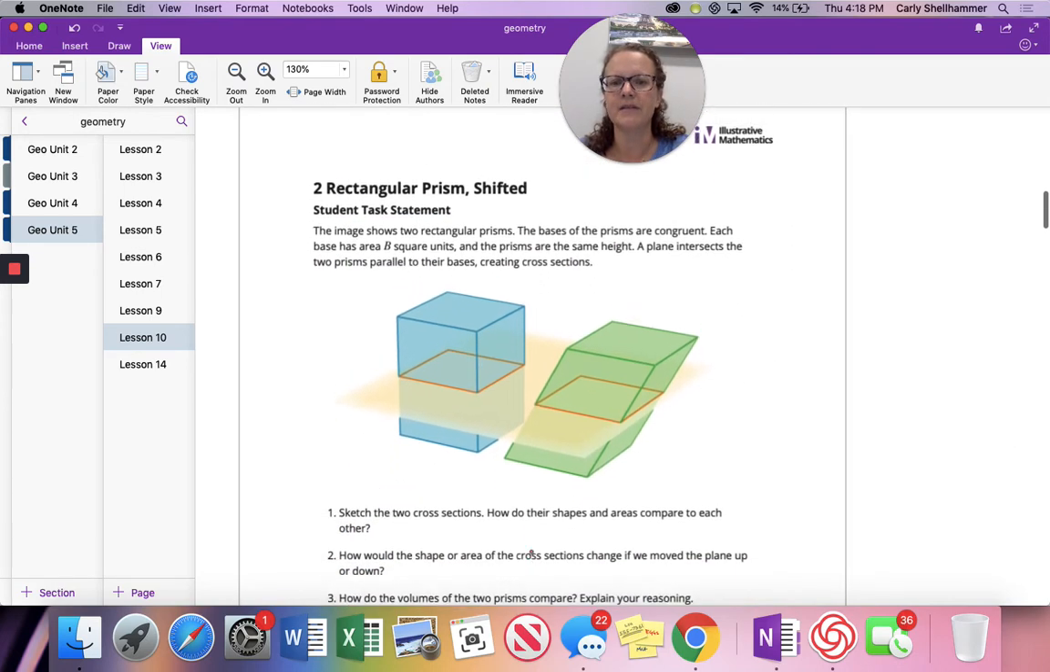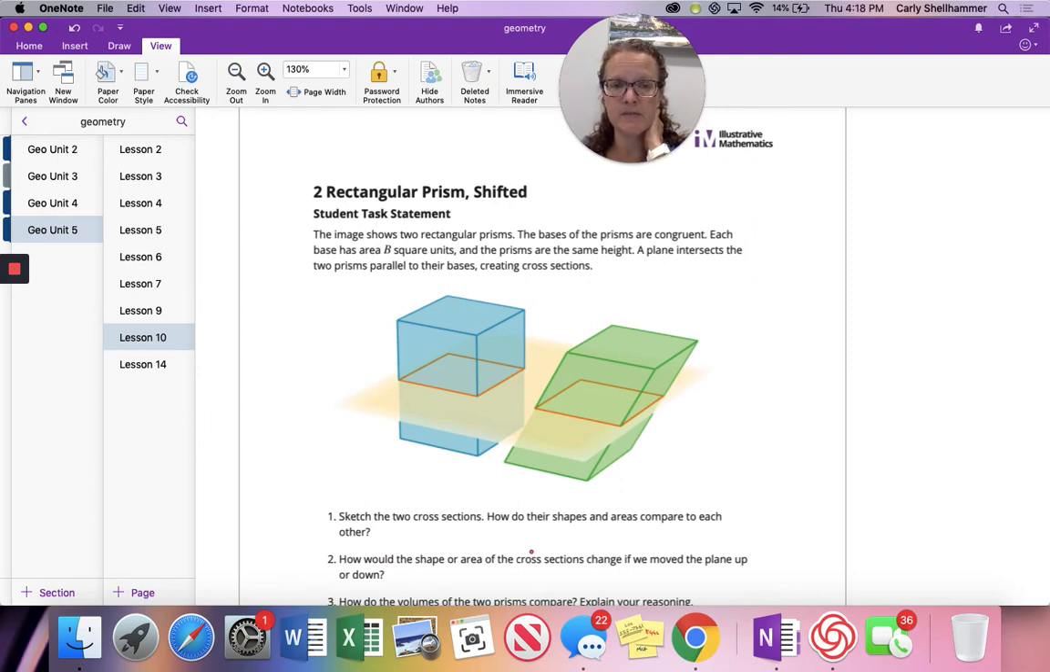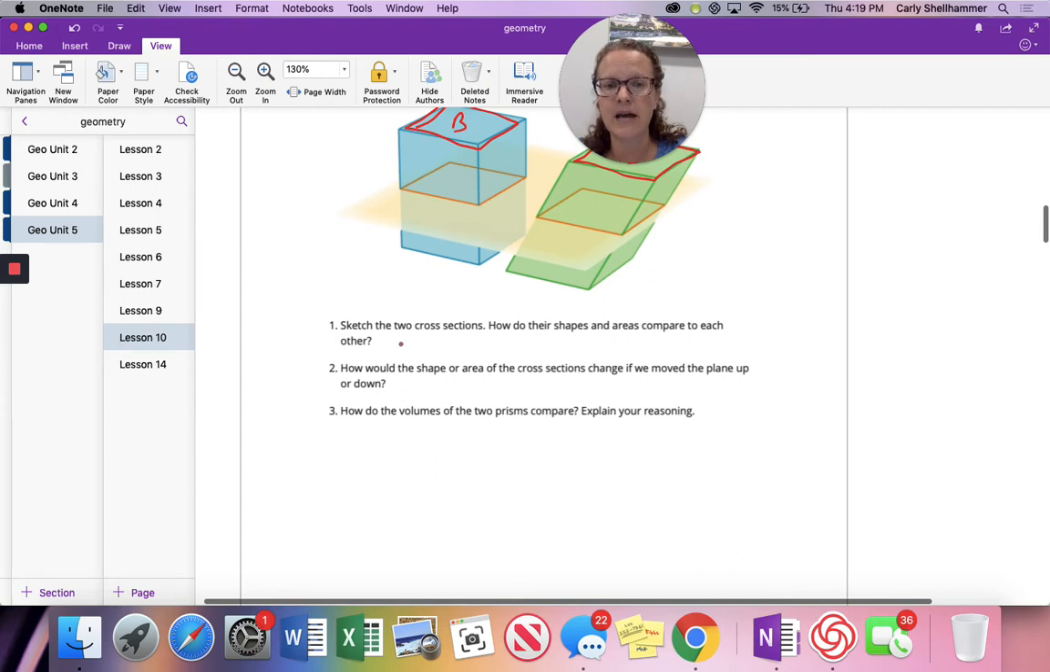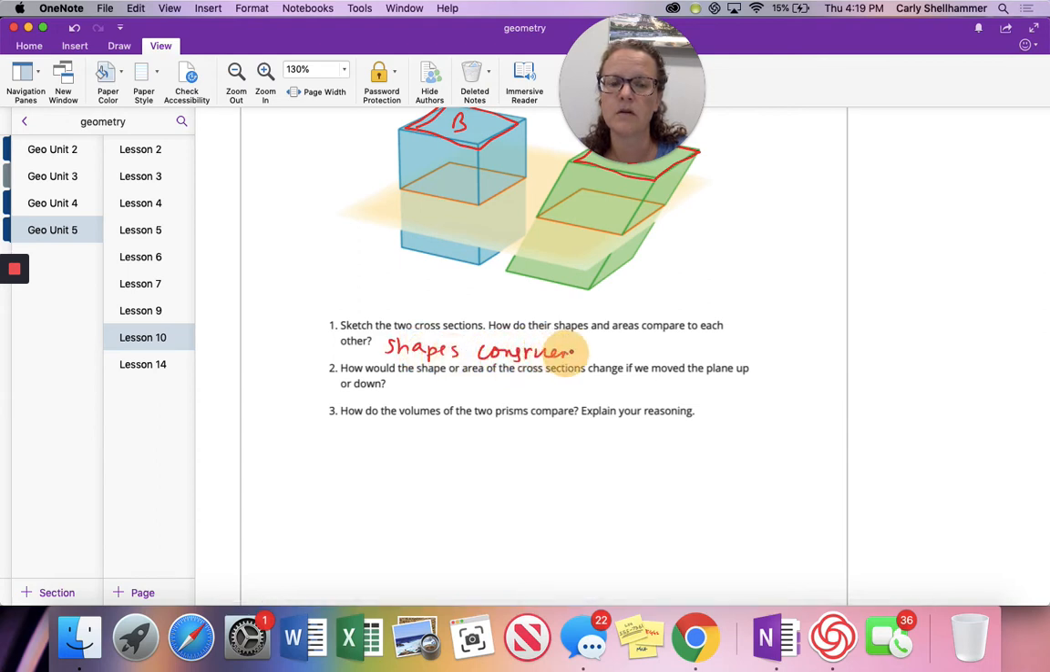All right. Here we have the same thing with rectangular prisms. The bases of the prisms are congruent. Just like the quarters, these are congruent. Each base has an area of B square units, and they're the same height. A plane intersects the two prisms parallel to their bases, creating cross sections. Sketch the two cross sections. How do their shapes and areas compare to each other? The shapes are actually congruent. Therefore, the areas are congruent.